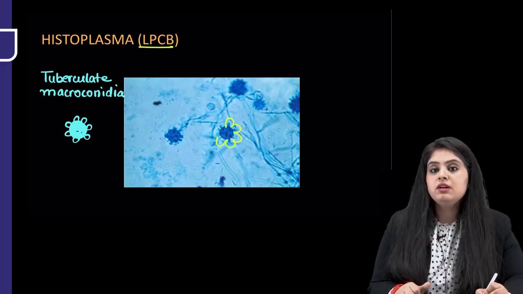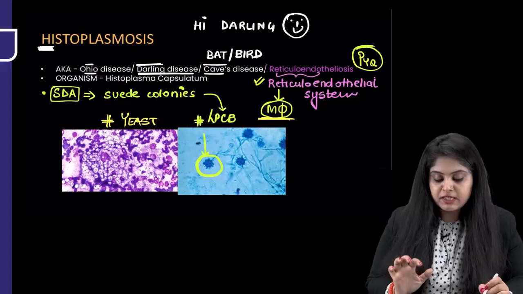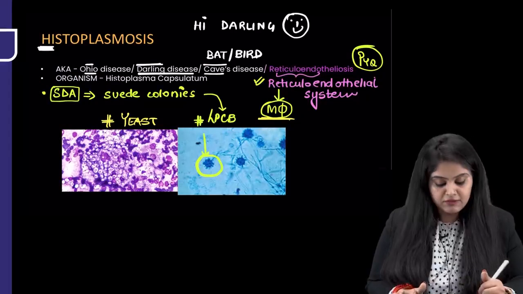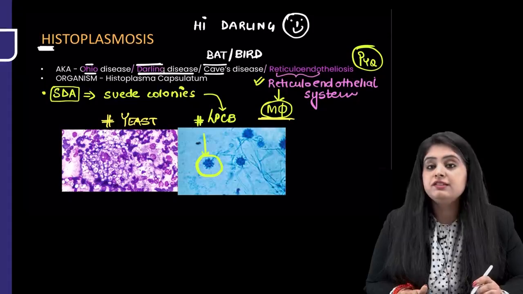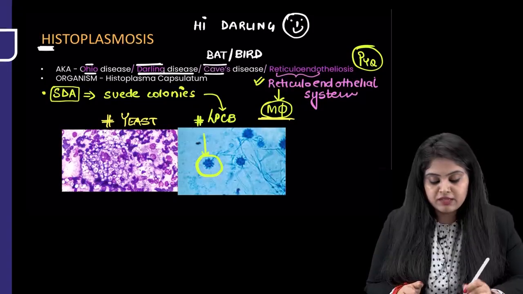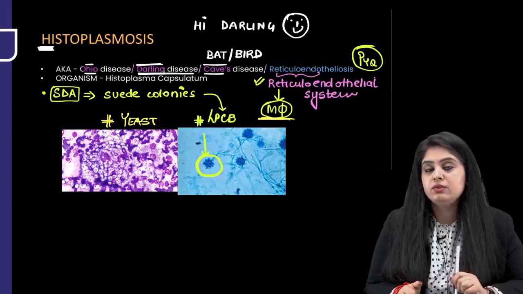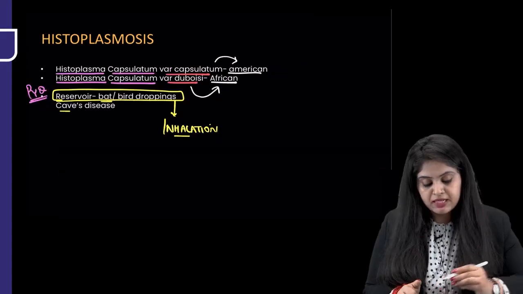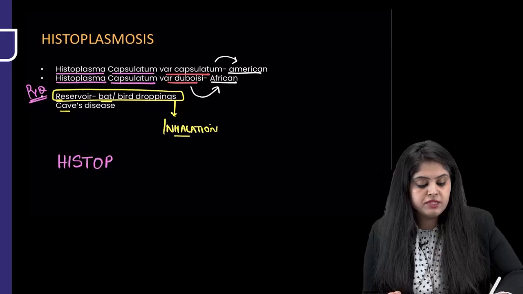So how am I going to learn all of this? Now I'll tell you the trick. The first thing about histoplasma that I told you was high Darling. That will remind you that it is high for Ohio, Darling for Darling disease related to bird and bat, known as cave disease, happening in the macrophages, so known as reticuloendotheliosis. Now I'm going to tell you that histoplasma is the long lost brother of TB.